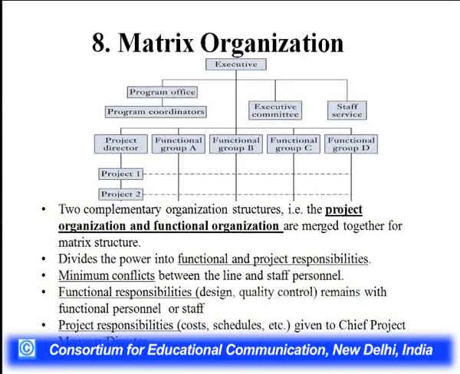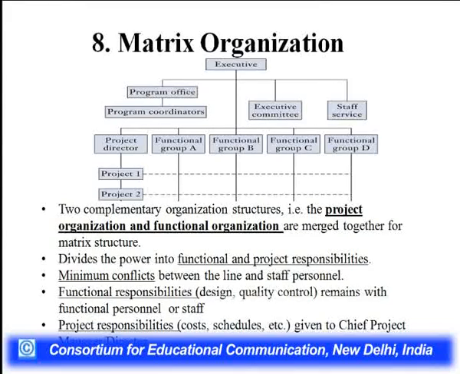And now we can refer to the matrix organization, which is a very important one, because nowadays an organization has different projects, and these different projects can be simultaneously executed with the help of the skill-oriented or specialized workforce they have, without making any expansion in the existing organization. In this hierarchy, there are two complementary organization structures, number one the project organization and second the functional organization, which merge together to form the matrix structure. It divides the power into functional as well as project responsibilities. In this case, there is minimum conflict between line and staff personnel, which was the limitation of the line and staff organization.